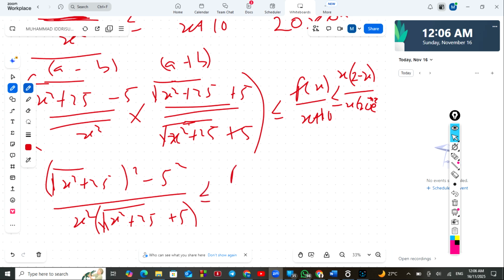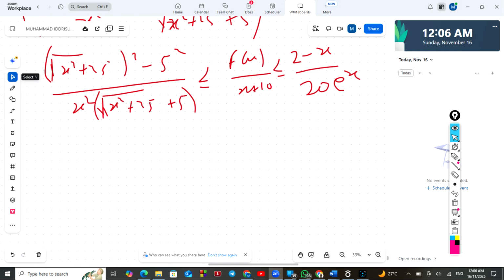This is less than or equal to f of x over x plus 10. So here x is common, we cancel it out. Less than or equal to, since we've cancelled out the x's, we now have 2 minus x all over 20 e to the power x. So with this, we continue from here. We have the square cancelling the root, leaving x squared plus 25 minus 5 squared, which is 25. So we just have x squared all over.